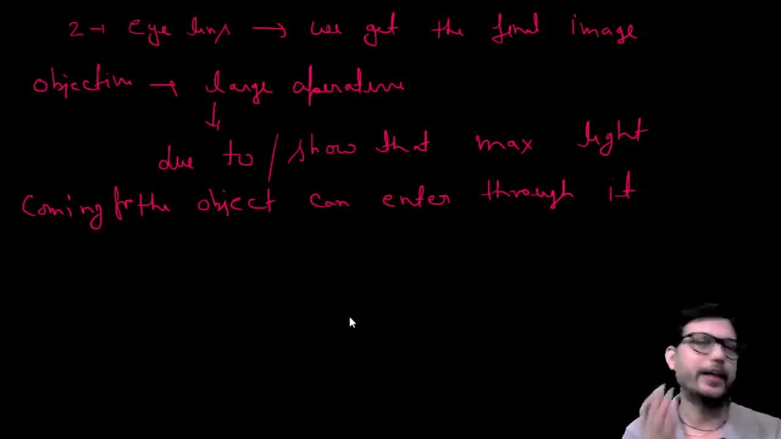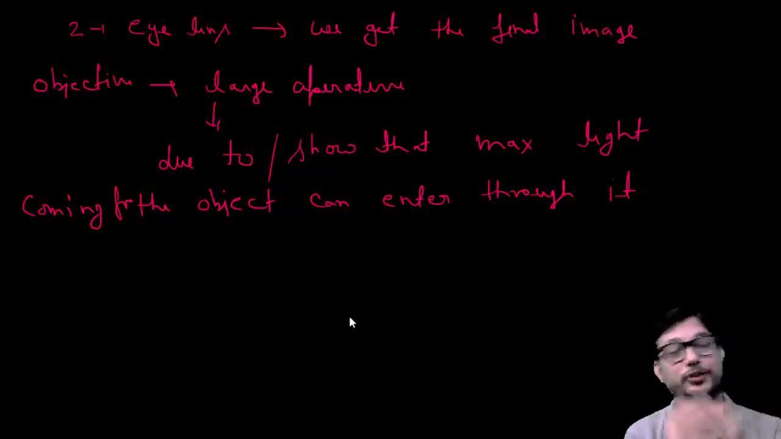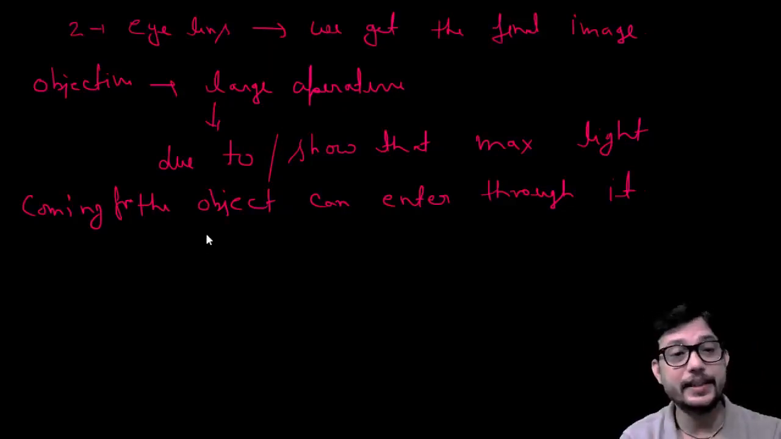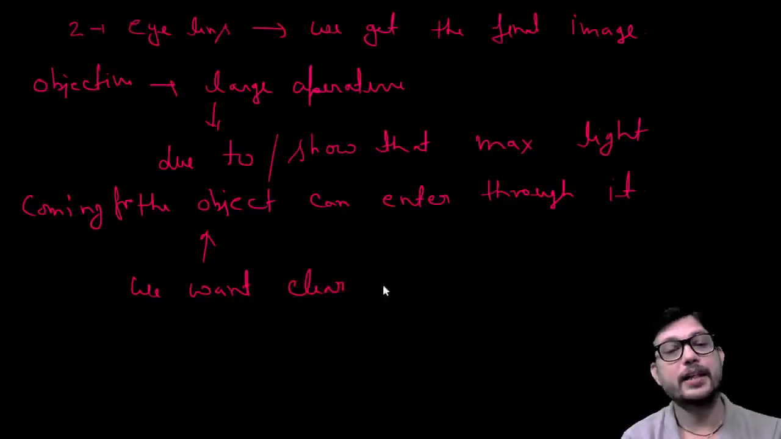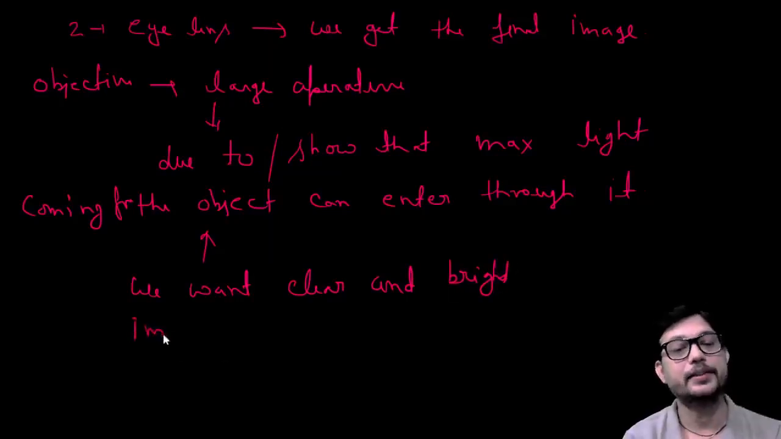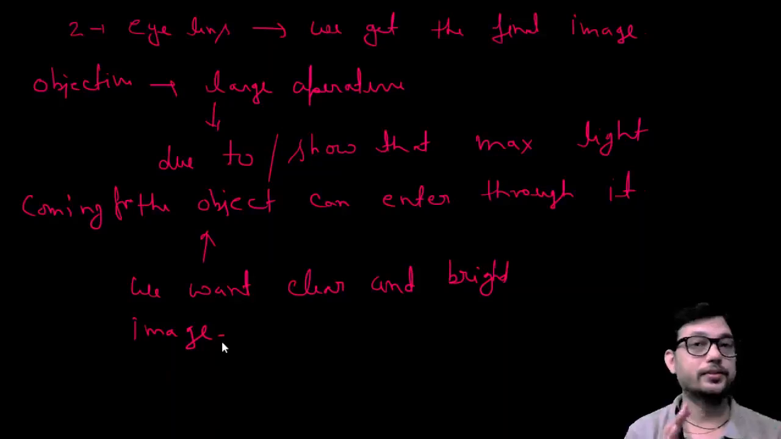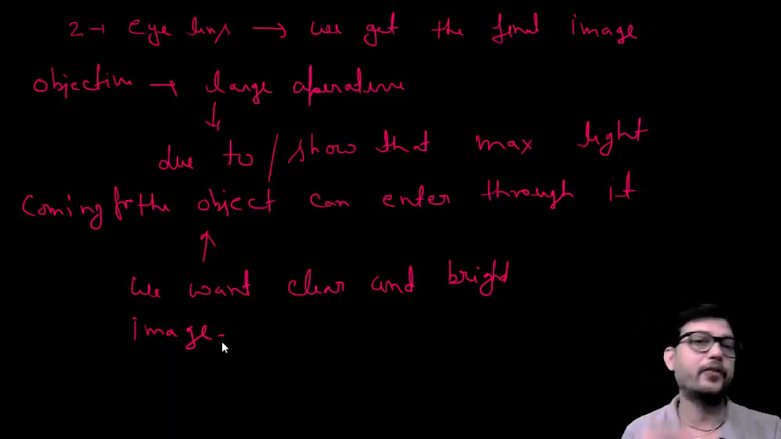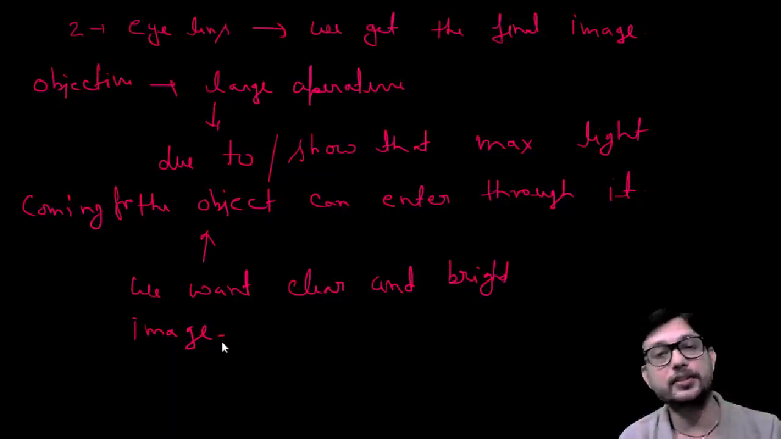And why do we need the large aperture? Because if the maximum light comes from the object, the final image will be clear and bright. We want a clear and bright image, and that's why we want maximum light from the object, and for that we make the aperture of the objective lens large.